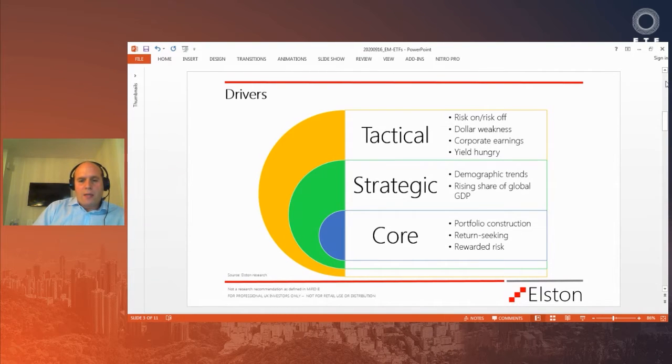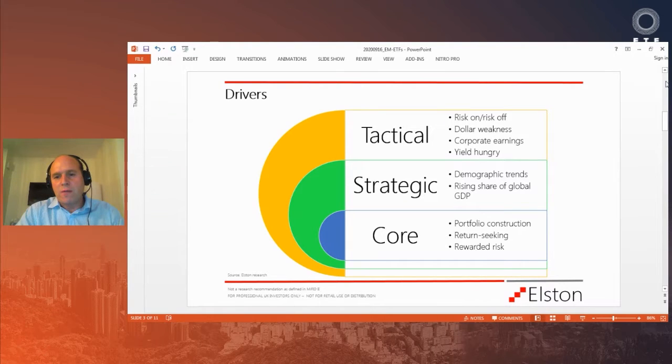a portfolio. The first layer is the core, making sure that there's an exposure as part of your core from a portfolio construction perspective, including emerging markets as a return-seeking asset, a way of obtaining rewarded risk. Why have that core in place?